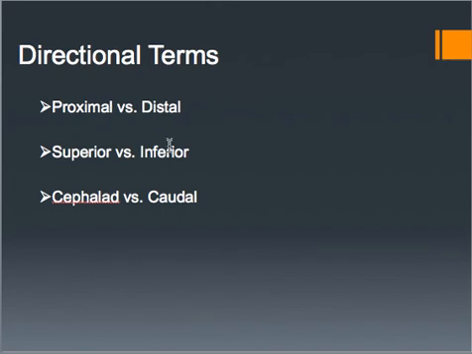Superior versus inferior. Superior means above and inferior means below. So examples of that would be the femur is superior to the tib fib, or the foot is inferior to the ankle because the foot is below the ankle. Cephalad and caudal. Cephalad means towards the head and caudal means towards the feet. So inferior and caudal can be used kind of similarly, and superior and cephalad, because superior can mean above or towards the head and cephalad means towards the head.